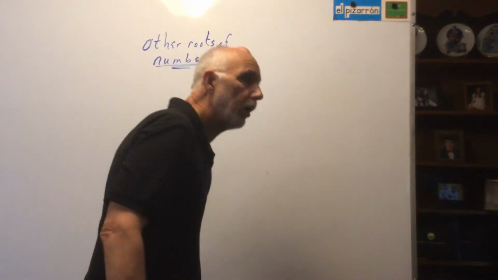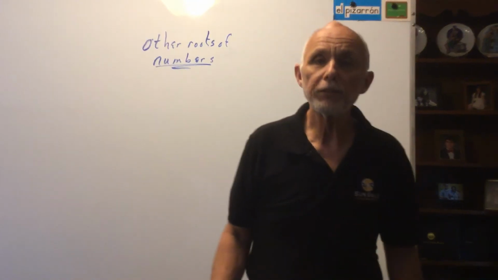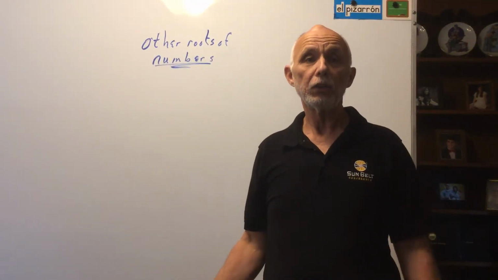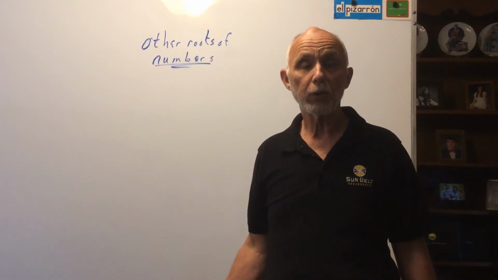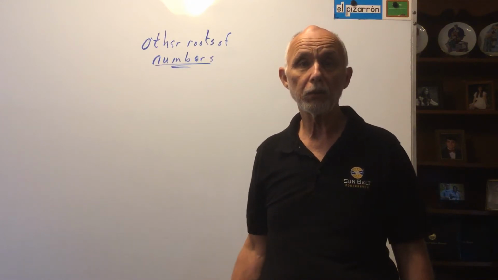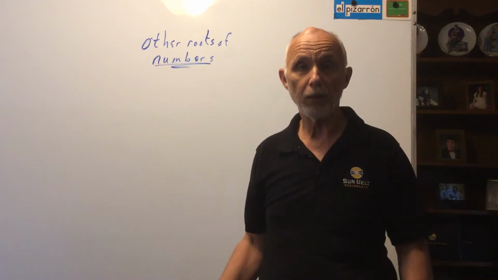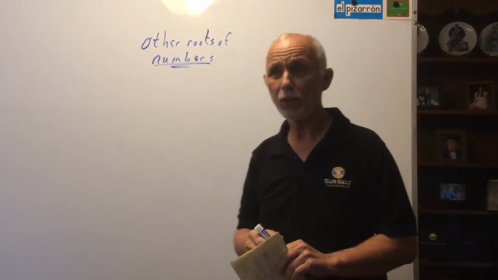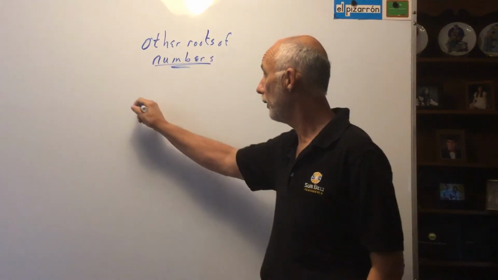By now you should know how to find square roots of large numbers, small numbers, whatever. You should be able to find square roots of non-perfect squares by rounding and writing in simplest radical form. Today we want to talk about other roots other than square roots. And you go, what do you mean, other roots other than square roots?